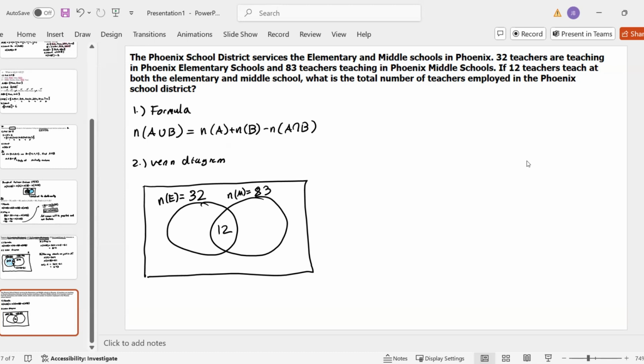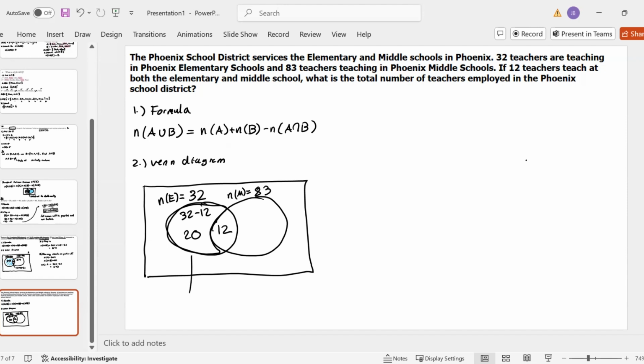Sure. So this is what we're doing. We're just filling it out. So 32 teachers taught elementary. Now, here's something important because this comes down to English and logic a little bit. If I say 32 teachers teach elementary, they could also teach other things. The only condition for that statement to be true is that they're teaching elementary. So this part of the circle right here that I've outlined is the teachers that only teach elementary. So if you do 32 minus 12, that is 20 teachers that only teach elementary.